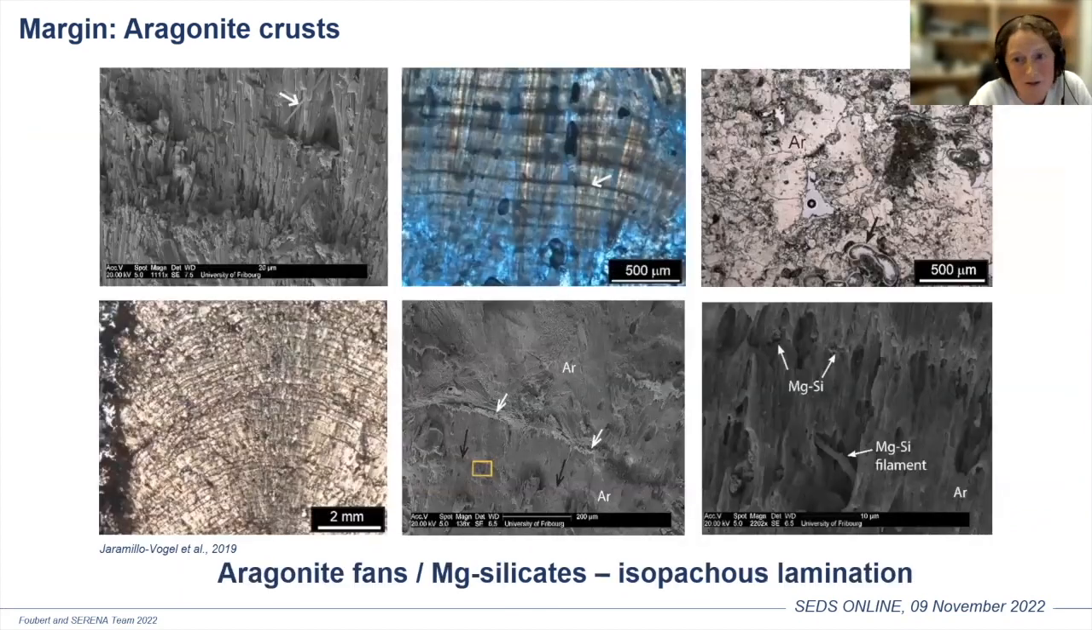When you zoom into these laminated fabrics, we see that aragonite fibers are the main building blocks of the fibrous fabrics. And the white arrows on these STEM pictures, you see the same actually on the thin section pictures, point to a kind of growth interruption surface within these aragonite fans. However, those growth interruption surfaces are covered by drapes of magnesium silicate and are very rich in organic matter.